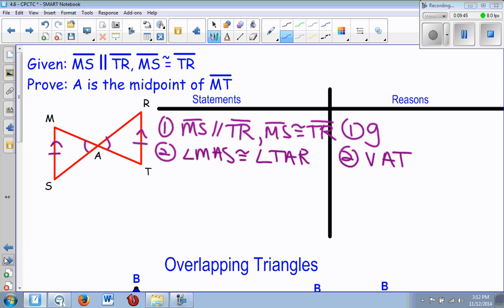The second thing I'm going to notice is I have parallel lines, which means I have a set of alternate interior angles. Now, depending on which set of angles you name, it really doesn't matter which ones you say. So I'm going to say angle S and angle R. Had you said T and M instead, that would be fine. It would not be a big deal to say that set of angles instead because it's the same exact reason. The reason why is alternate interior angles theorem.